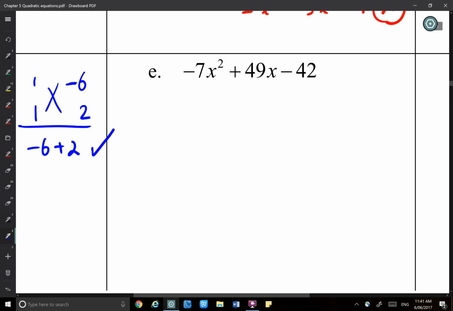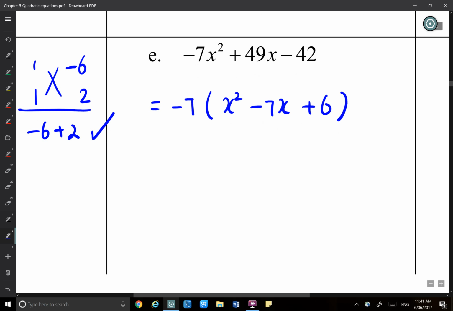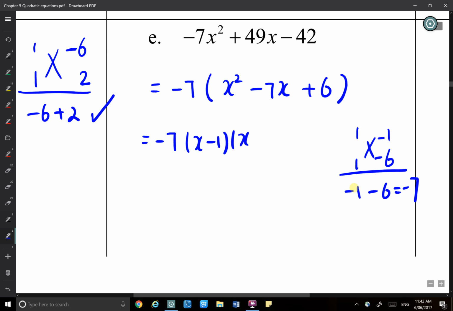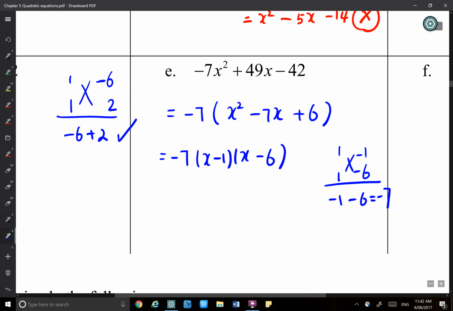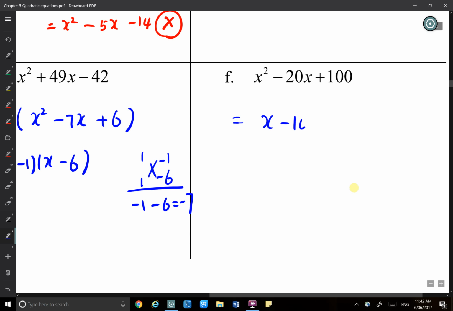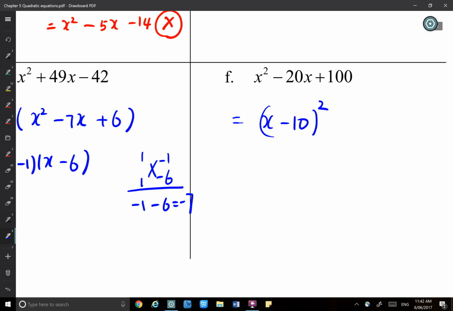Next one. I can see a minus 7 in every term, but do not just divide the 7. So you have that. Well, 1 and 6 will give me 7, but I need a minus 1 and a minus 6 because I need a negative 7. So therefore you want minus 7, x minus 1 and x minus 6. Last one: if you can see, that's x minus 10 squared, a perfect square, x minus 10 squared.